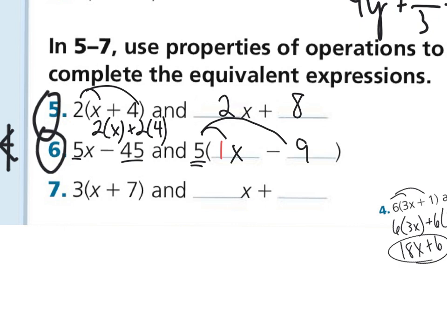A way of checking this is just to distribute and make sure that you get 5x minus 45 that we had to start with. And then number 7 would just be distributing. So 3 times x plus 3 times 7 would be 3x plus 21.